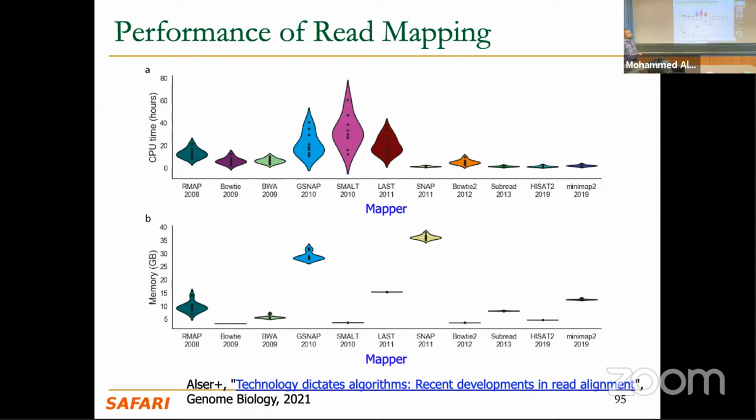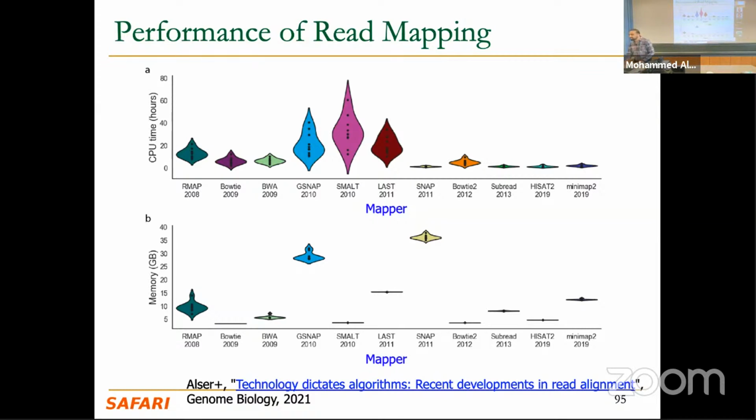So there are other tools that might do better than Minimap2. For example, these tools have almost the same execution time as this, but the memory is better than Minimap2. However, again, this depends on the data set, on the configuration or the parameters used for the tool.